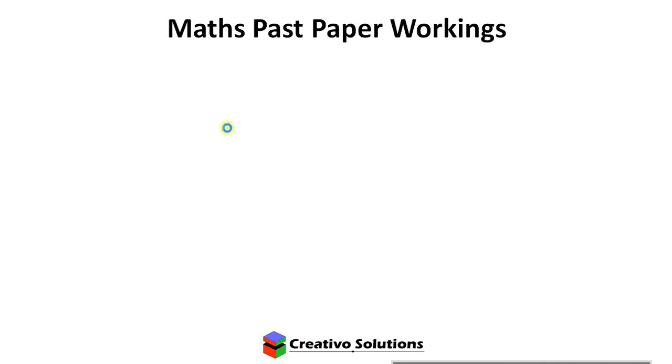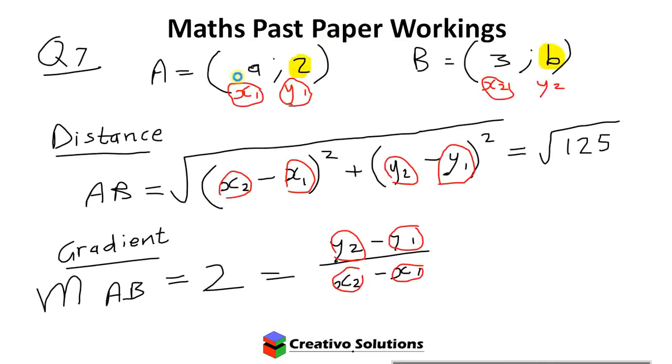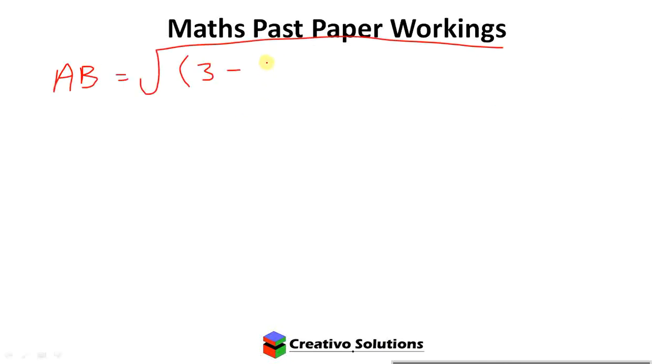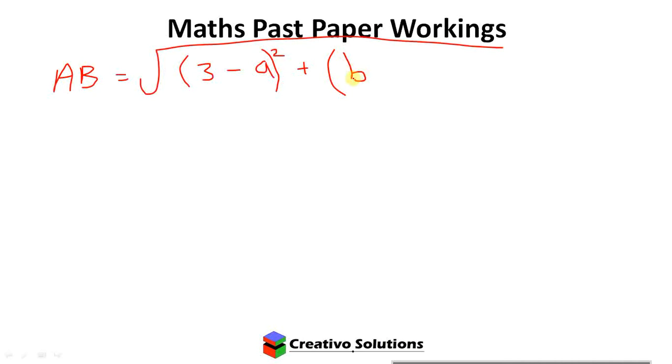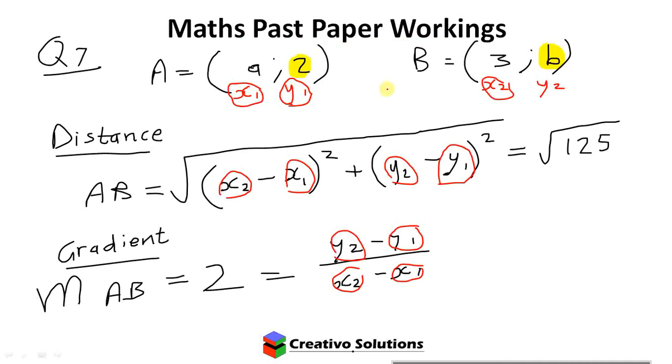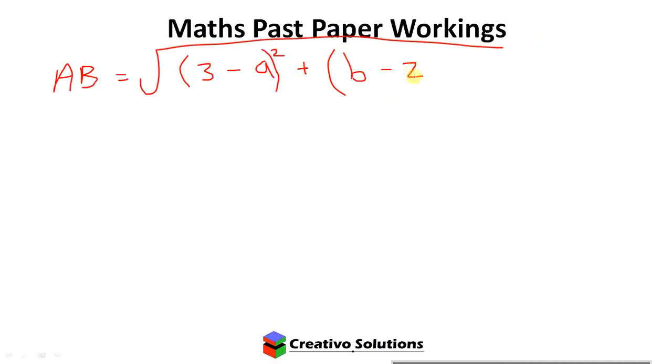Okay, so what is x2? x2 is 3. So brackets 3 minus, what is x1? A, squared, plus brackets. What is y2? y2 in this question is b, minus y1, in this question is 2. And all of that equals root 125.